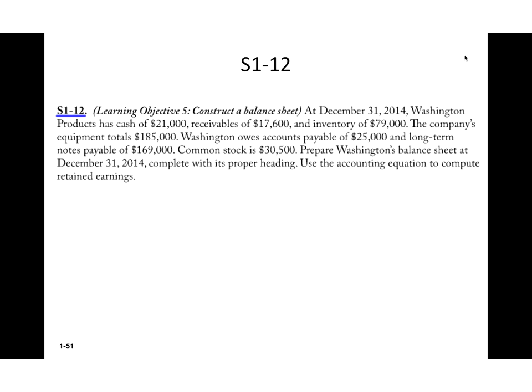And inventory. The company's equipment totals $185,000, so that's equipment it owns and uses. The company owes accounts payable $25,000, so the company bought something on credit and it owes $25,000. It has a long-term note payable of $169,000. A long-term note payable could be like a mortgage. Common stock is $30,500. So prepare the balance sheet at December 31st.